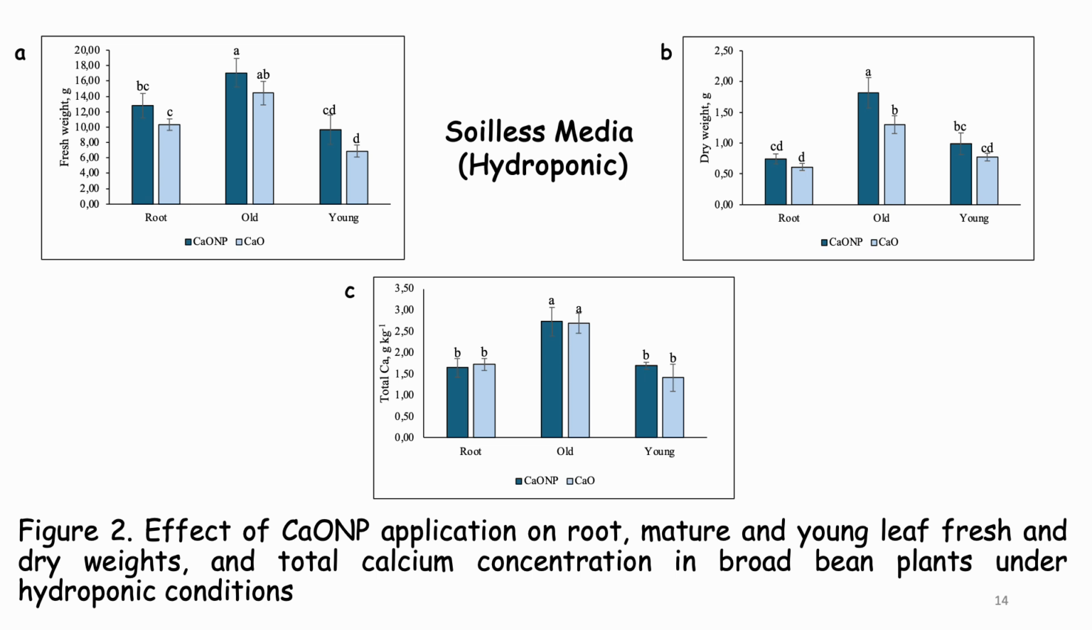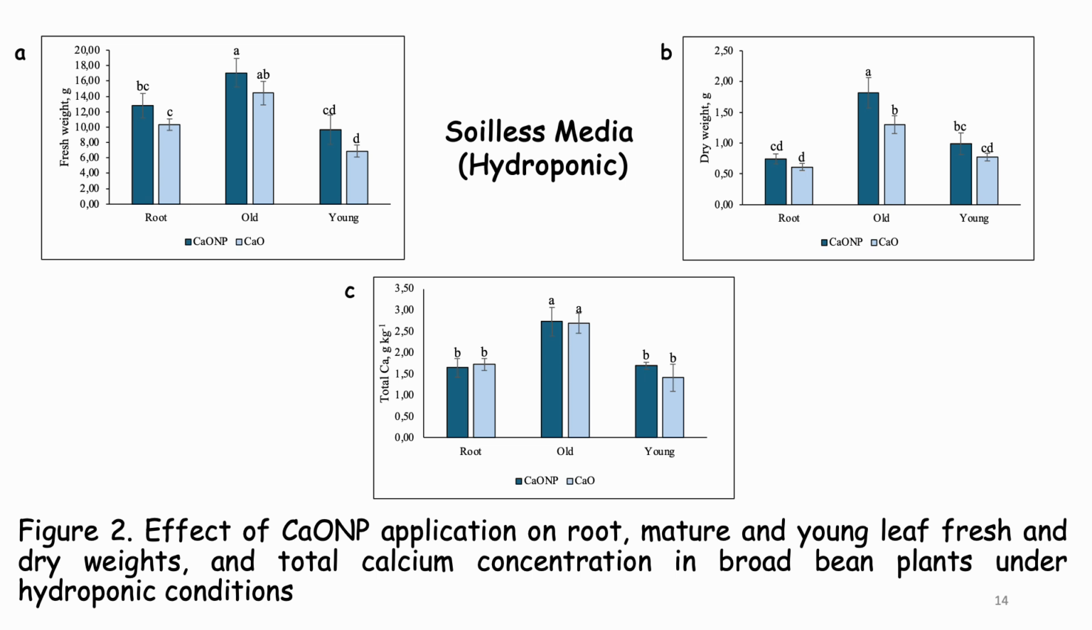In figure 2a, calcium oxide nanoparticles treatment resulted in significantly higher fresh weights in all plant parts compared to calcium oxide, especially in old leaves. Calcium oxide nanoparticles showed the highest fresh weight, statistically distinct from the calcium oxide and control. Root and young leaf weights were also higher with calcium oxide nanoparticles, though the differences were smaller.